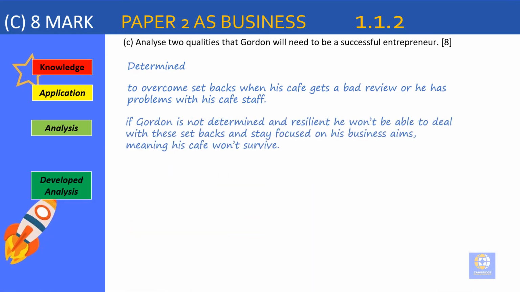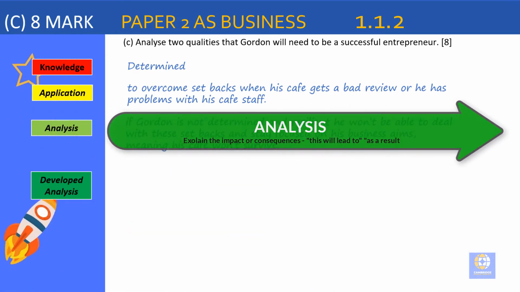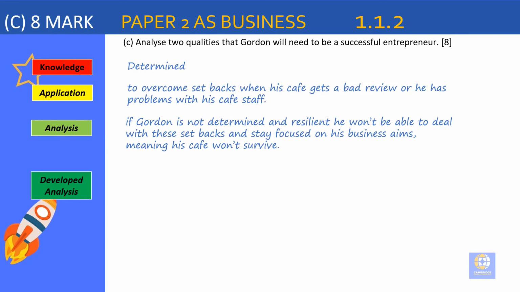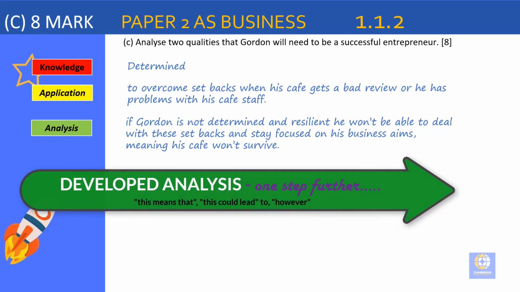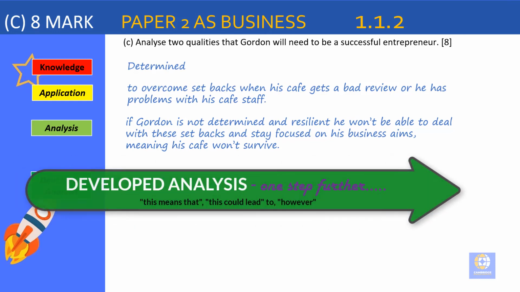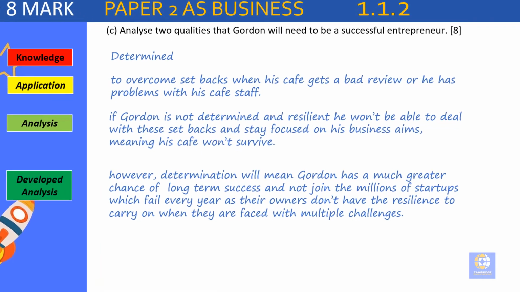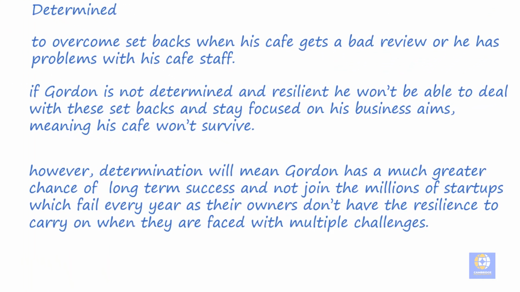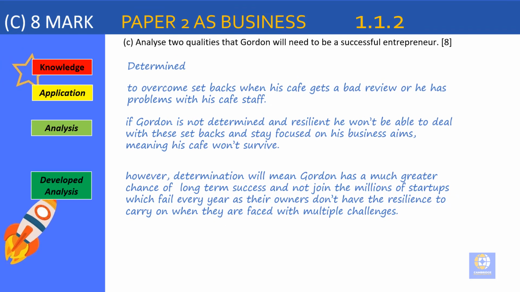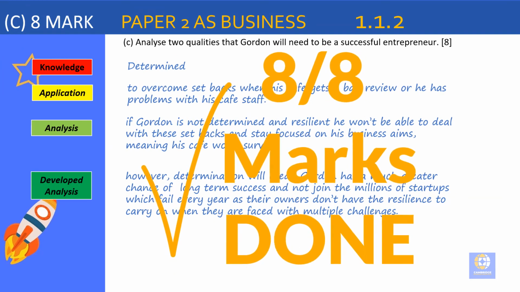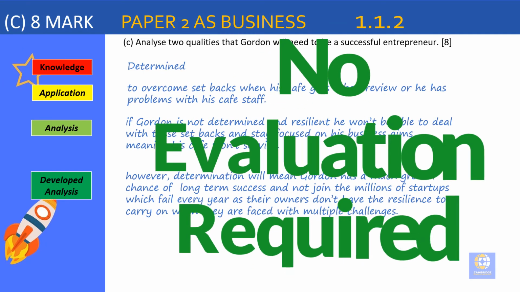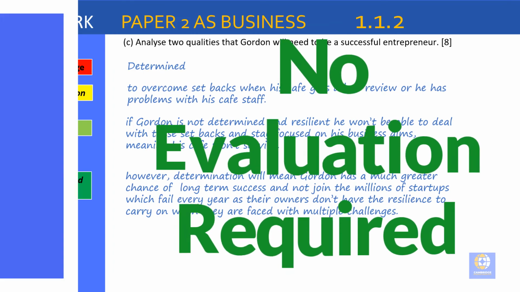Then analyse the impact by explaining if Gordon is not determined and resilient, he won't be successful in his business and it won't survive. We finish by developing the analysis one step further. However, determination will mean Gordon has a much greater chance of long-term success. And that's it. No need for an evaluative conclusion as the command word is analyse.